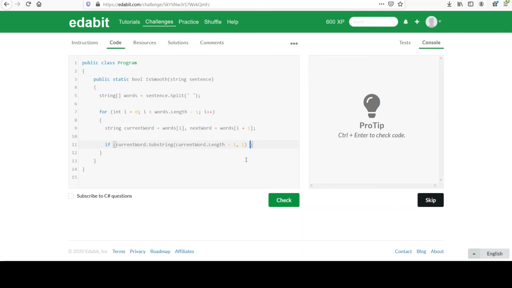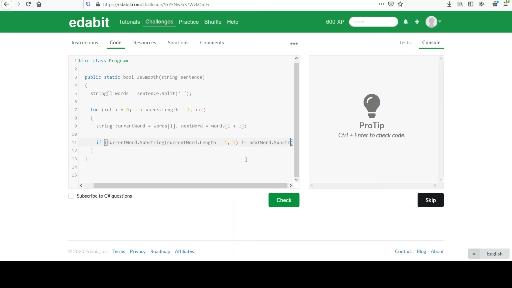So if it's not equal to next word substring, what do you think would go here? We want the first letter. Index 0 would be the first letter, and only grab one character, right? So if that's the case, then we have a problem, right? That means this is not a smooth sentence. The letters are different. So we'll say return false.